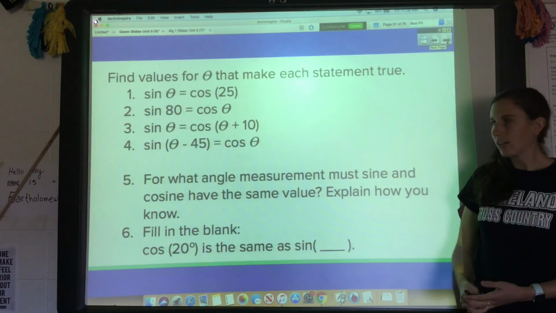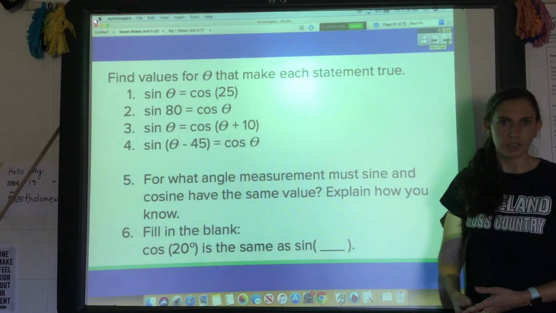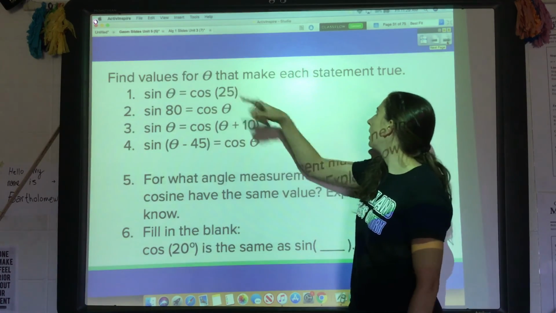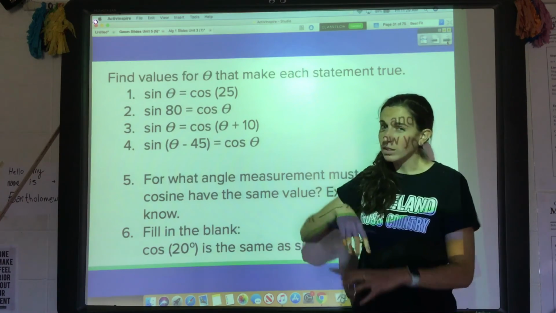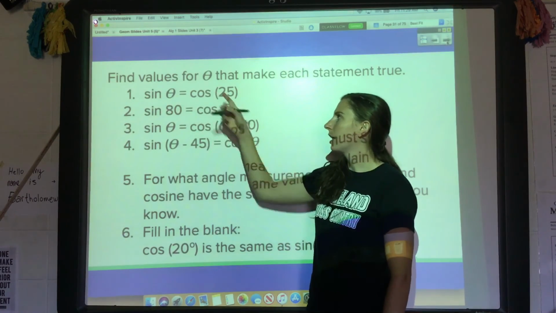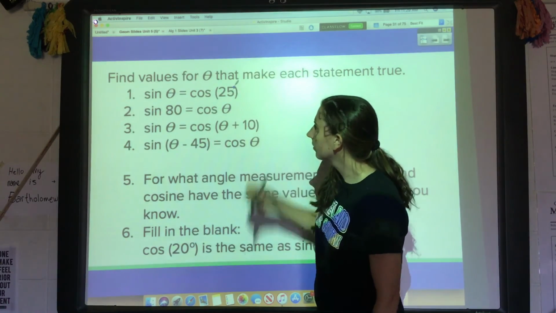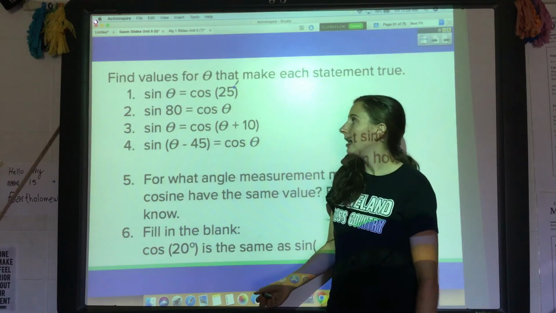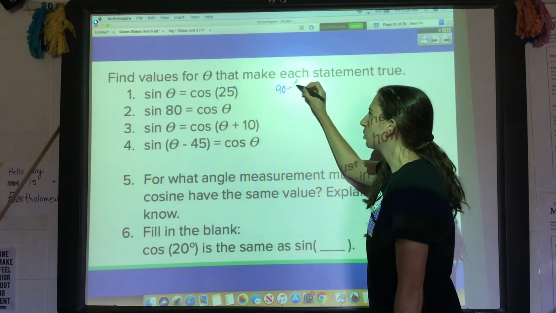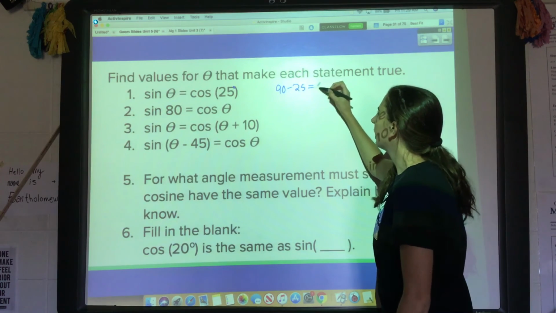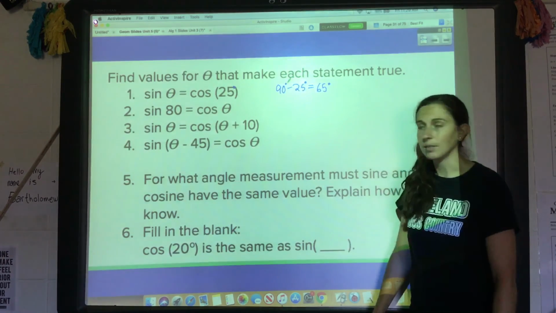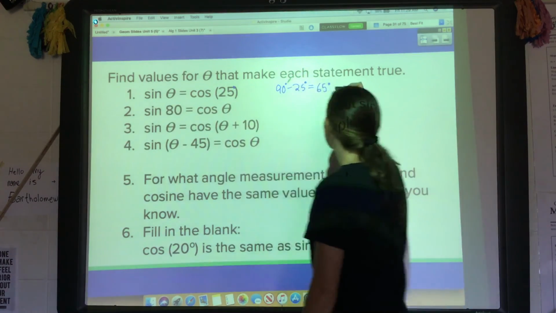So here's the practice that you guys are going to work on. I'll do the first one for you, but it's very straightforward. So find the value for theta that makes this statement true. Again, as long as they add up to 90, it works. So the sine of theta equals the cosine of 25, and that should have degrees on it. So like what plus 25 equals 90? Basically just take 90, subtract 25, and you get 65. And that's it. Theta is 65 degrees.